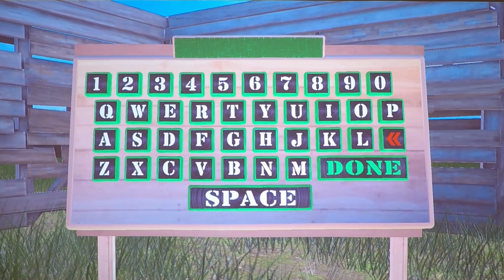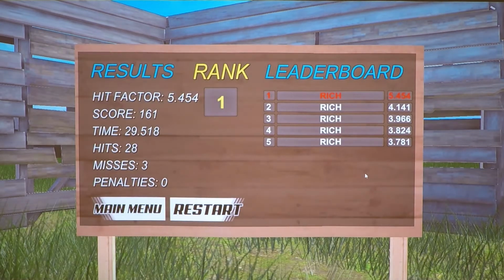So that was round 5. Okay, that gives us 5.454, best score yet, so that gives us top of the 5 rounds. Okay, take a look at the virtualscore.com website and check out the scores.